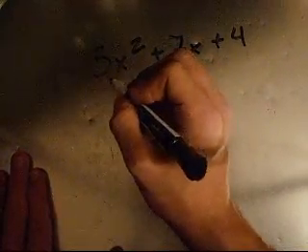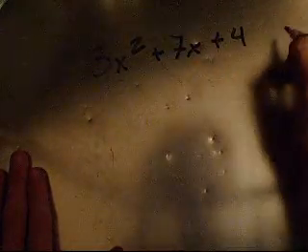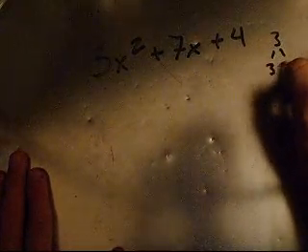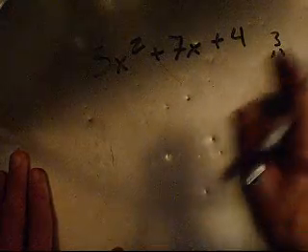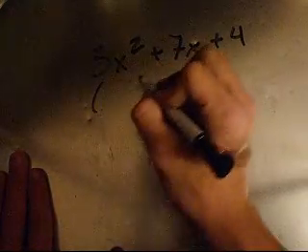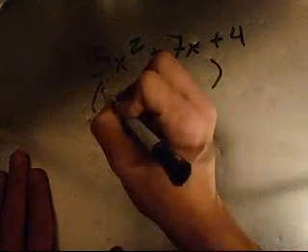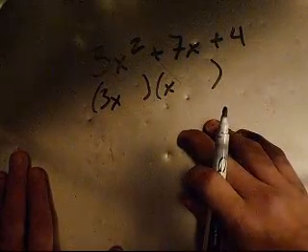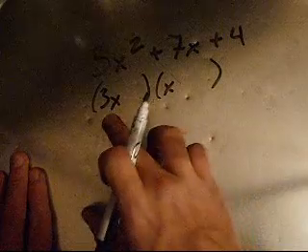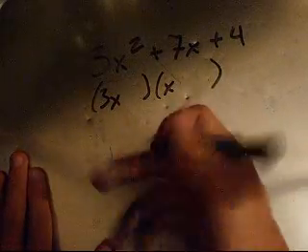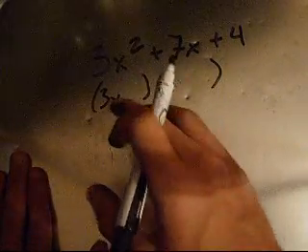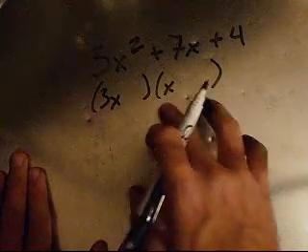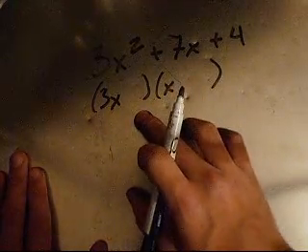So, here we have a 3x instead. 3 does not factor into anything but 3 and 1 because it is a prime number, so it's going to have to stay as 3 as we put it into a binomial. So we're going to have 3x and then an x over here. You could flip it around and say an x over here and a 3x over here. It really makes no difference. It really just comes down to the way you distribute it.